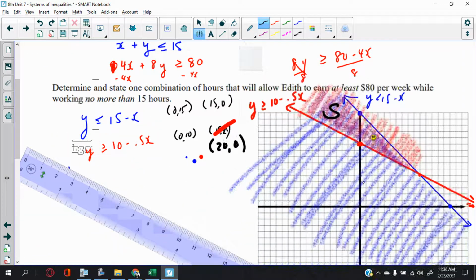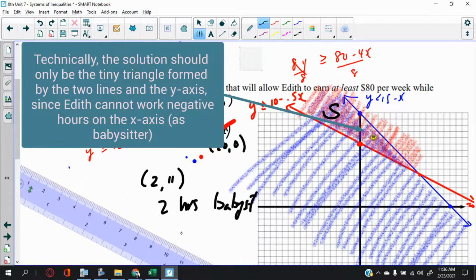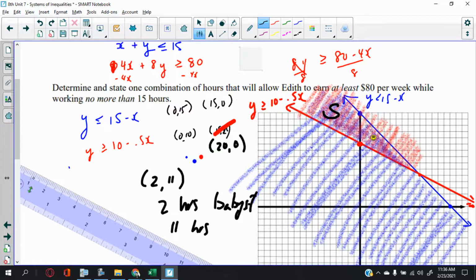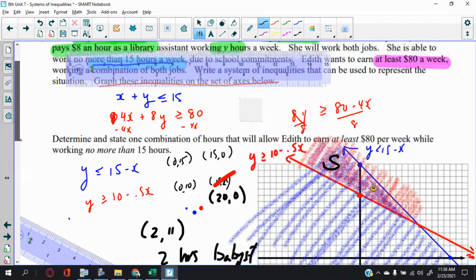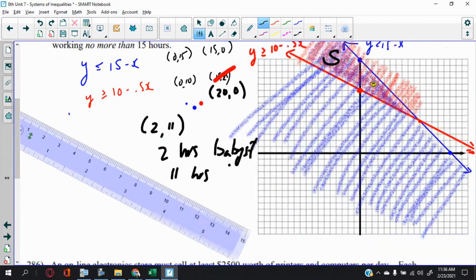2 hours babysitting, right? 1, 2. So the point I can pick is 2, and then 1, 2, 3, 4, 5, 6, 7, 8, 9, 10, 11. 2, 11. So 2 hours babysitting, and then 11 hours. What is that? 11 hours doing what's the other job? Library.